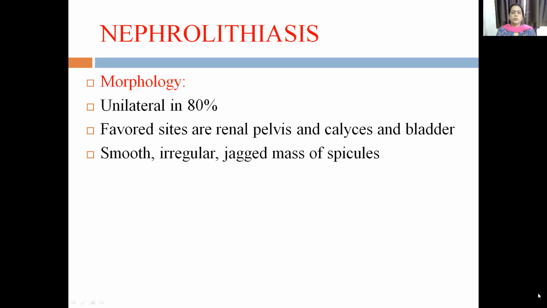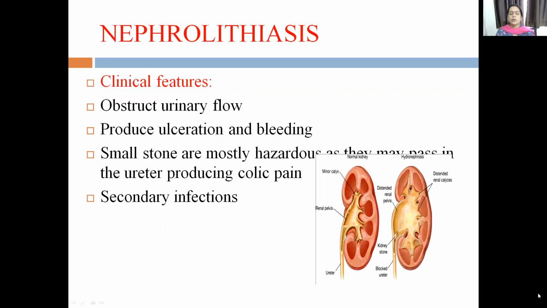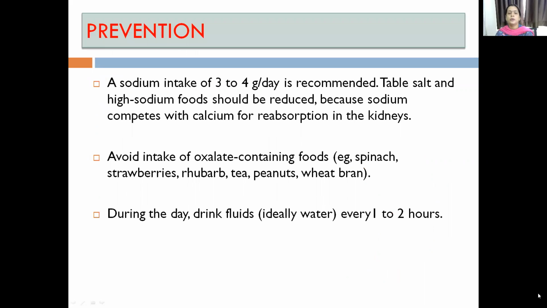The stones are unilateral in 80% of cases, and favored sites are renal pelvis, calyces, and bladder. Usually they have smooth, regular, or jagged masses of spicules. Stone habit looks just the same way you need to describe. So clinical features: obstruction. Whenever there is obstruction, hydronephrosis can happen. Whenever it is obstructed continuously, you know what happens? Ulceration and bleeding. Small stones are more hazardous as they pass through the ureter and cause colicky pain and secondary infections.